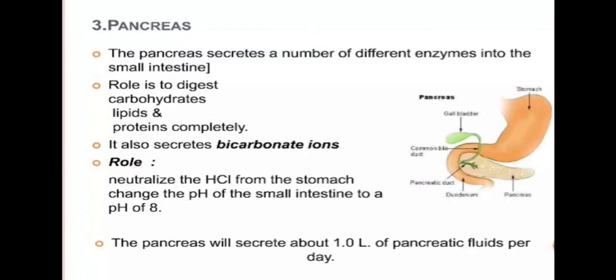Third one, pancreas. It secretes a number of different types of enzymes into the system. Its role is to digest carbohydrates, lipids and proteins completely. It also secretes bicarbonates. Their role is to neutralize the hydrochloric acid from the stomach and change the pH of the small intestine to a pH of 8. The pancreas secretes about 1.0 liter of pancreatic fluid per day.